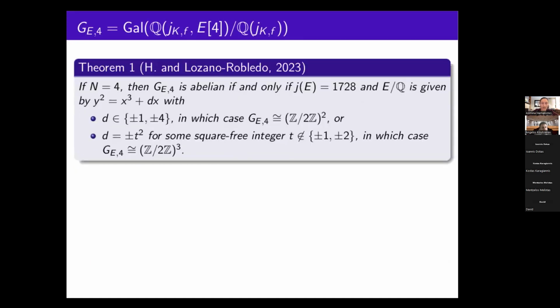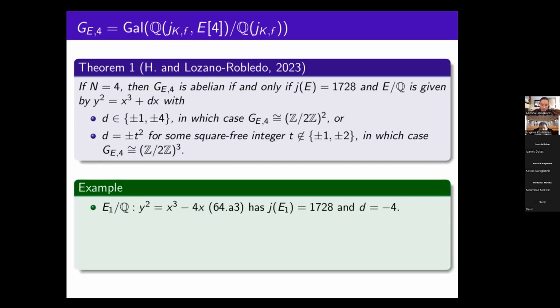And then lastly, if n equals 4, then GE4 is abelian if and only if j is 1728, and E over Q is y squared equals x cubed plus dx, with d being either plus or minus 1 or plus or minus 4, in which case GE4 is Z mod 2Z squared, or if d is plus or minus a square-free integer squared, where the square-free integer is not plus or minus 1 or plus or minus 2, then we get that GE4 is Z mod 2Z cubed.